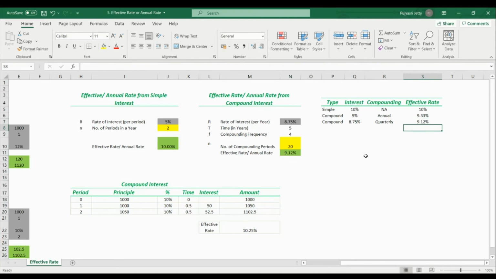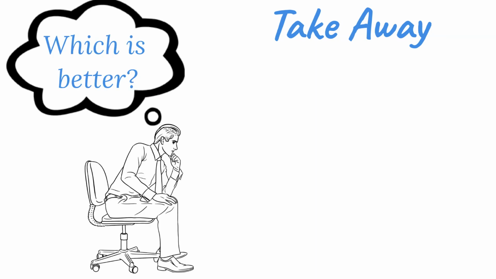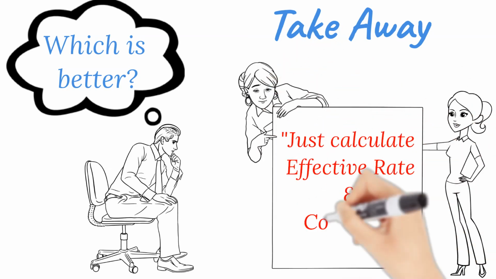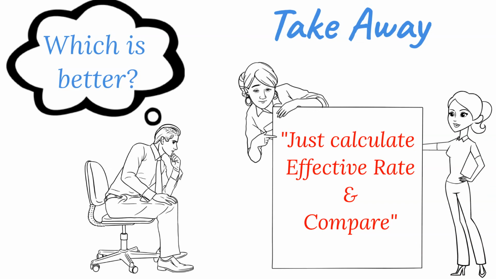So among the three options, the last option is best as this has the least interest that you need to pay. In this manner, you can compare different options that you are given and choose the best among them. The key takeaway from this video is in real life, if you have two or more investment options or loan options, and if you have to choose among them, you simply have to calculate effective rate of interest or return and compare the options and decide.